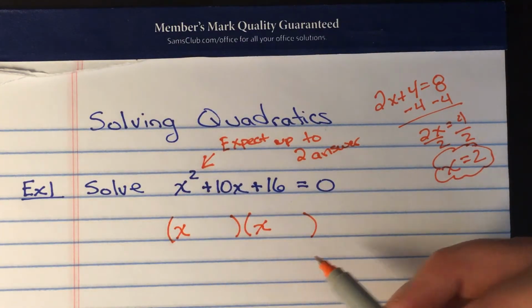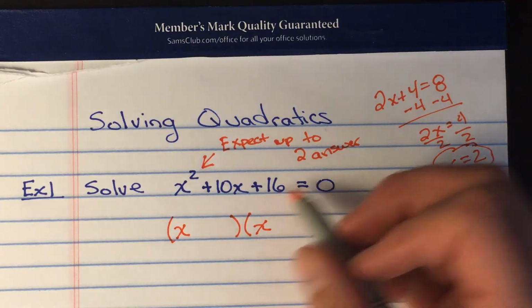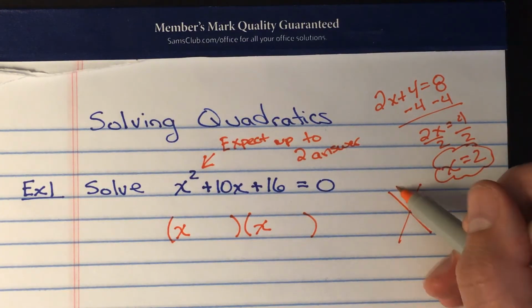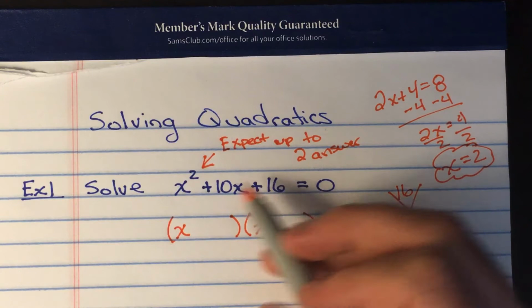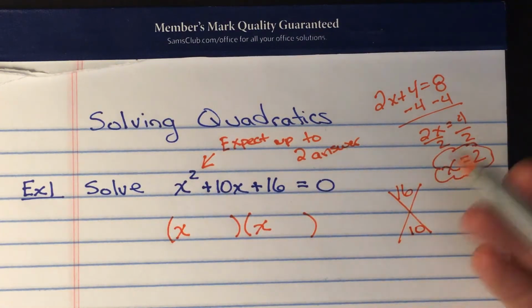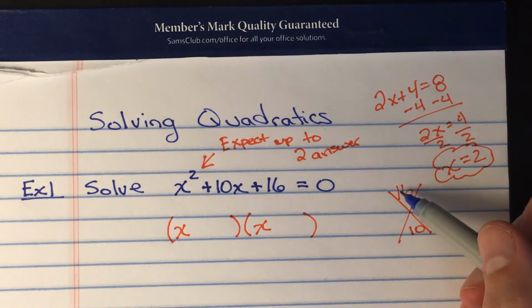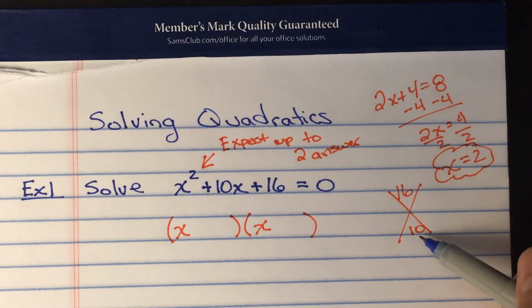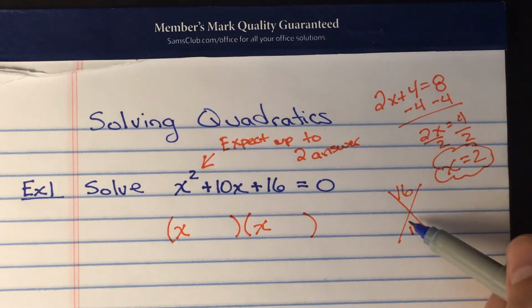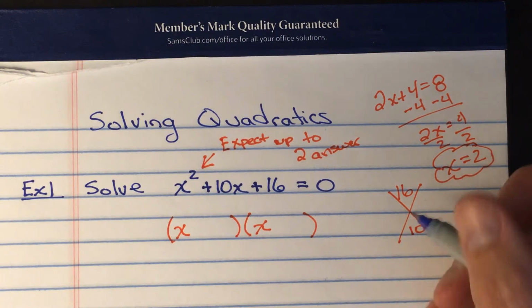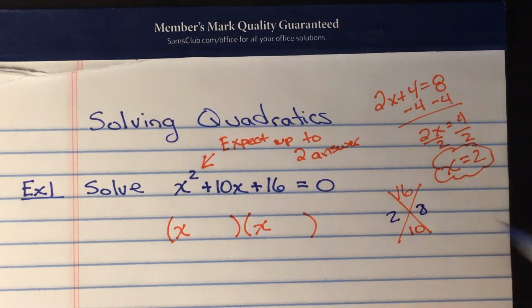And then we talked about this idea of factoring. Can we think of numbers that multiply to 16, that last number, that would combine to 10? So think of numbers that multiply to 16 first. 4 times 4 would multiply to 16, 2 times 8 would multiply to 16. We need the combination that would add to 10. So is it going to be 4 and 4, or is it going to be 2 and 8? It's going to have to be 2 and 8 in this case.